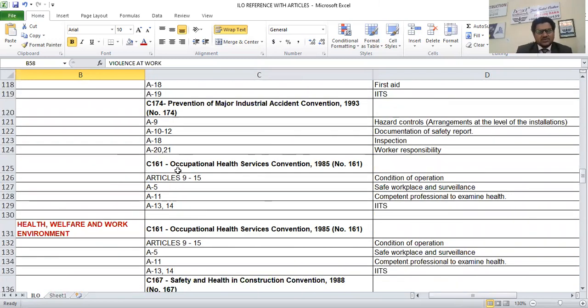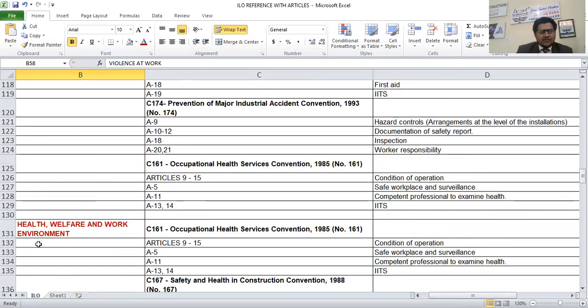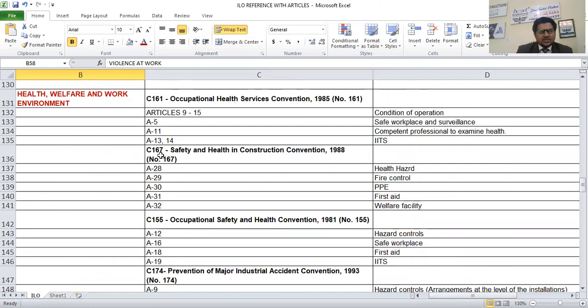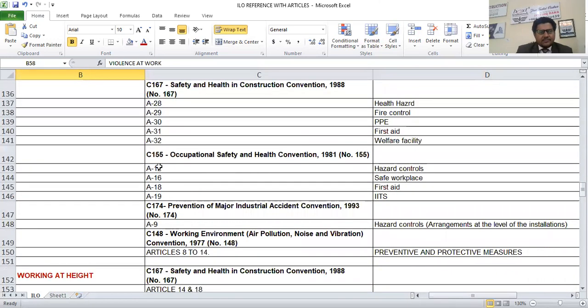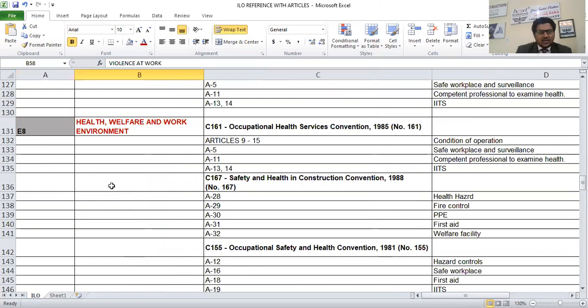Now C161, that's also supporting. Now, health, welfare, and work environment, again, C161 with different articles, condition of operation, say workplace and surveillance. C167 is also supporting, especially for health hazard, fire control, first aid and welfare facility. Then C155 is also linking here, because health, welfare, and work environment is talking about element 8.